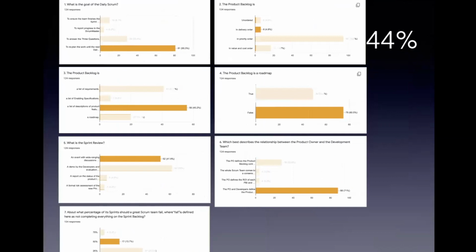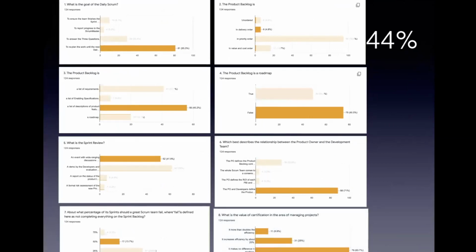All right. Last question, what's the value of certification? Most of you got this right. Certification doesn't make a bit of difference. So I'm trying to build a community where certification and money are a lot less important. I get very concerned about the certification bodies, all of them, and how it changes our behavior and sets expectations.